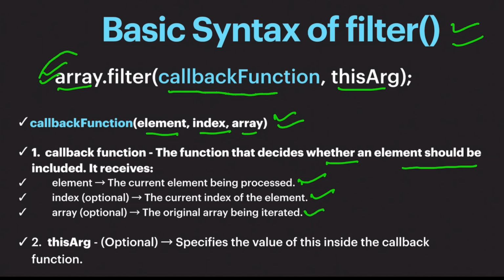Suppose this is the array, we are using the filter function on this, so the array will be the same one being iterated. The second argument is the this argument, and it is also an optional argument that specifies the value of this inside the callback function. With the help of the this argument you can use an outside argument inside the filter function.